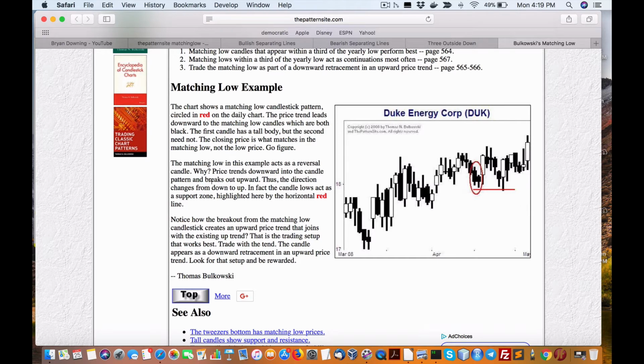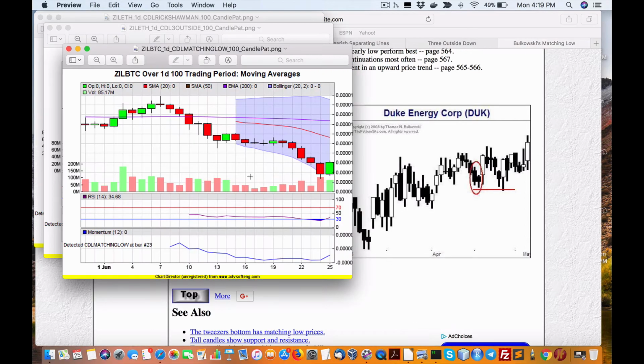Matching low in this acts as a reversal candle. Thus the direction changes from high to top. So if we were to look at these, our matching low. So if that is bar 23, 1, 2, 3, 4, 5, 6, 7. So it would definitely be one of these, but it's saying that the price should bounce after one of these, and this is the matching low, but it continued down.